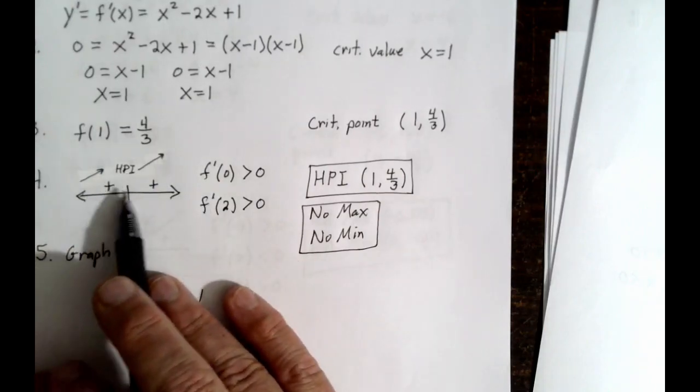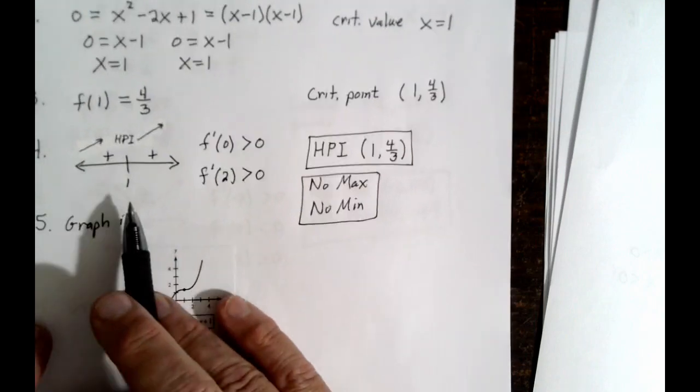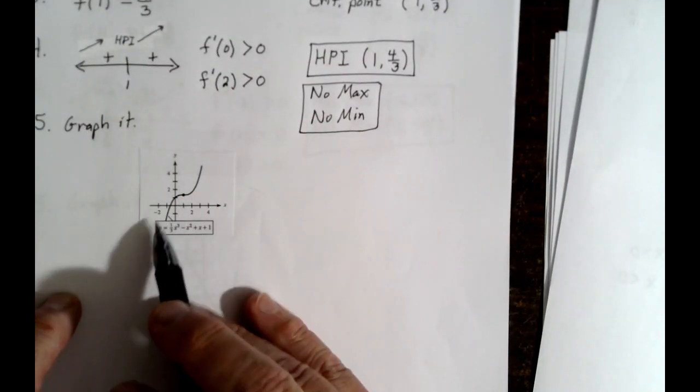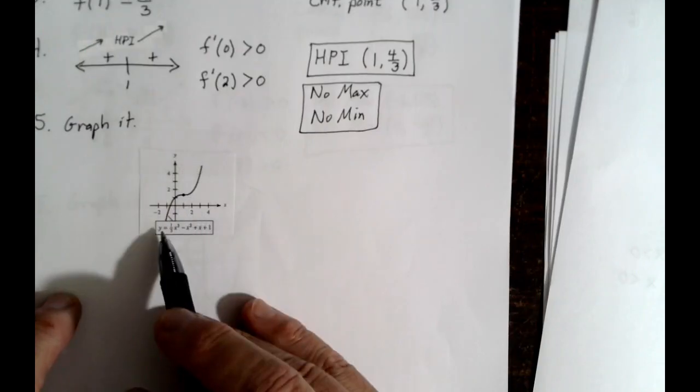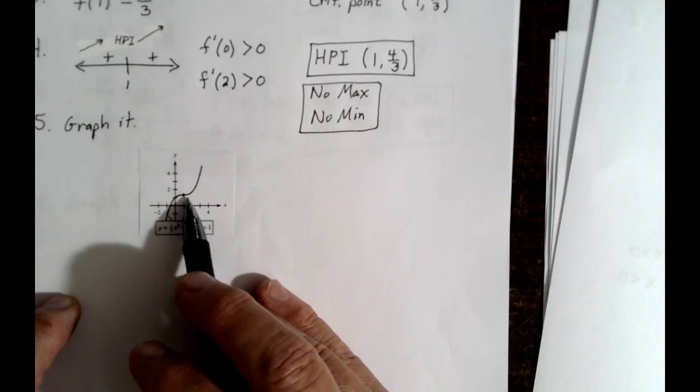So that means no sign change means it's a horizontal point of inflection, and it does not have a max or a min. When you graph it, look, it doesn't have a max or min, but it does have a point of inflection, horizontal point of inflection, because it's increasing, then it levels off, and then it's increasing again.